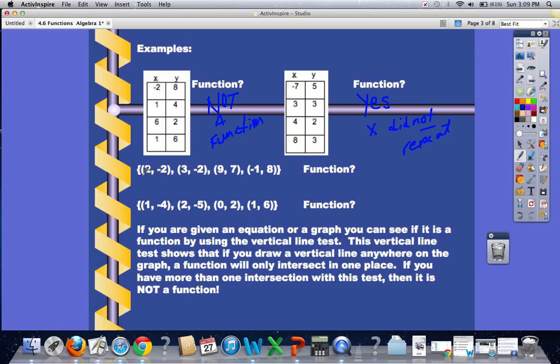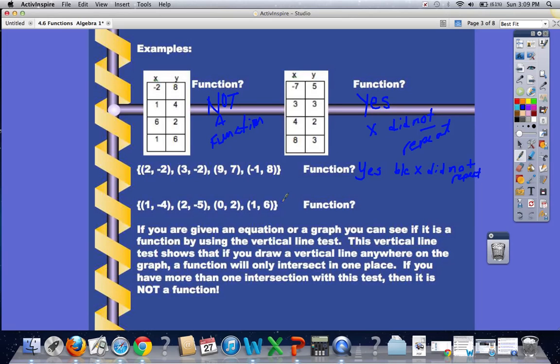So is this a function? Well, we have 2, 3, 9, -1. Yes, this is a function because X did not, whoa, I'm running out of space again, not repeat. All right, let's look at the next one. So we have 1, -4, 2, -5, 0, 2, and 1, 6.